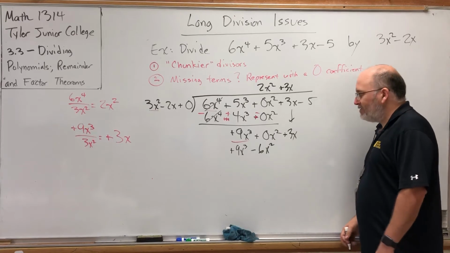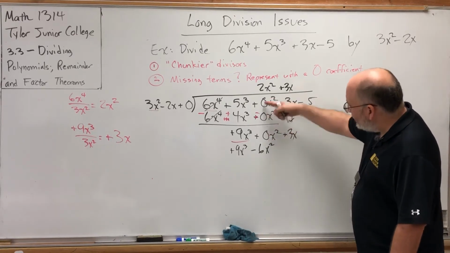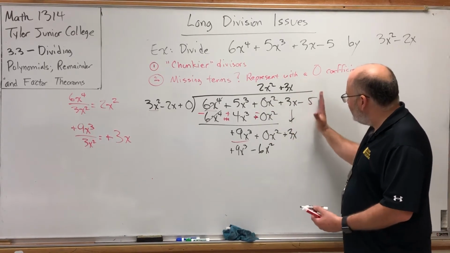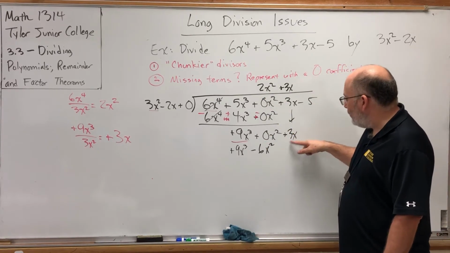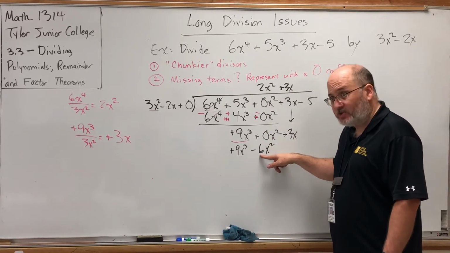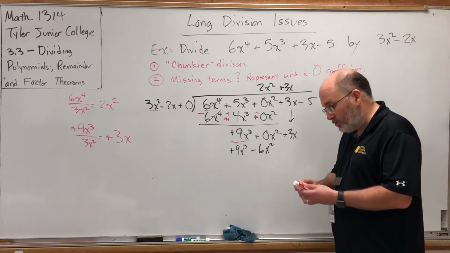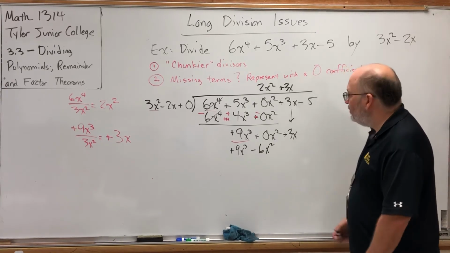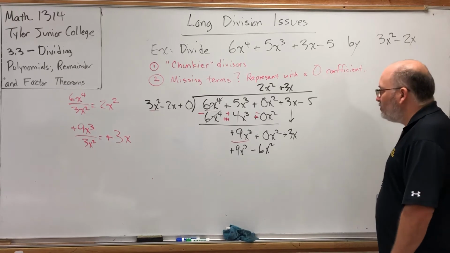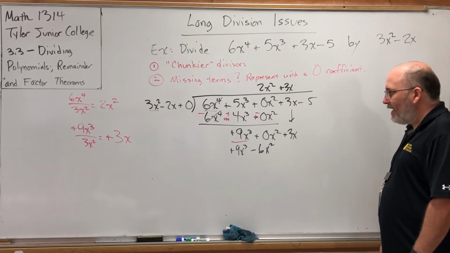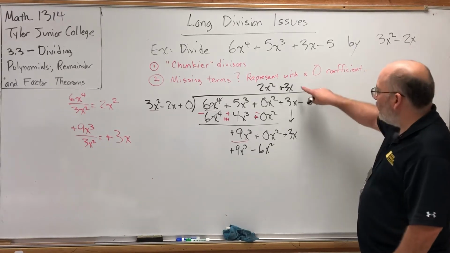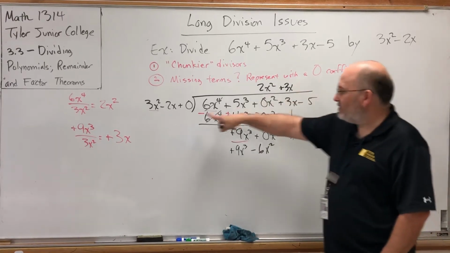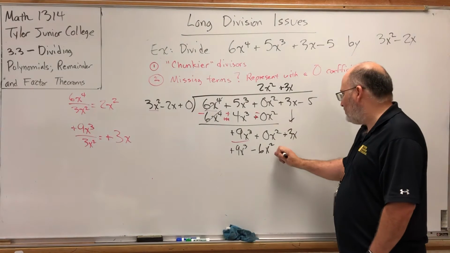Again, had we not represented missing terms, none of these zeros would have been here. Everything else here would have been shoved over into its place. This 3x term would be sitting above this negative 6x squared term. Those are like terms. We would be stuck in a sense. So representing missing terms preserves the alignment of like terms during the long division process. We still have one more multiplication. Positive 3x times 0 is positive 0x.